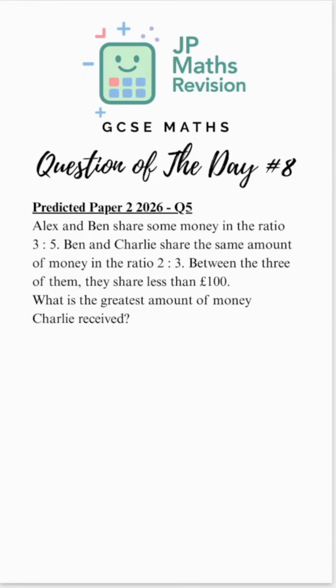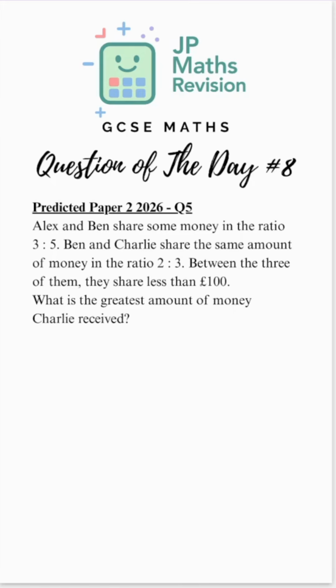So this question comes from my 2026 predicted paper 2. It's question 5. We have Alex and Ben share some money in the ratio 3 to 5. Ben and Charlie share the same amount of money in the ratio 2 to 3. Between the three of them, they share less than £100. We need to figure out the greatest amount of money Charlie received.